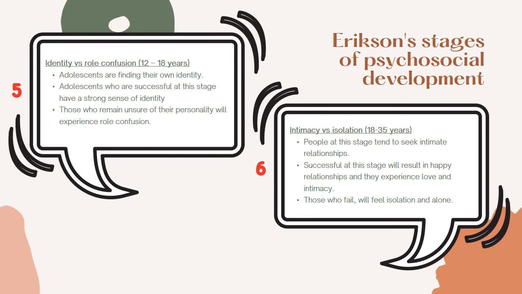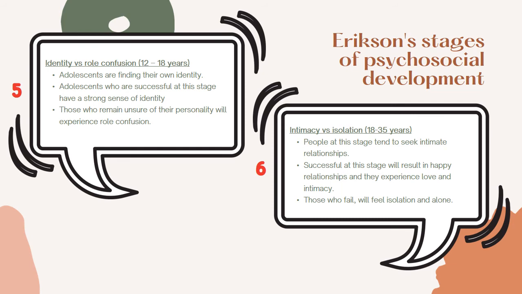The fifth stage is identity versus role confusion, which happens between 12 to 18 years. Adolescents are finding their own identity, so they constantly ask questions such as who am I? What do I want in my life? So they would try many different identities to see which one fits them, and they would also explore various roles. Adolescents who are successful at this stage would have a strong sense of identity, but those who remain unsure of their personality will experience role confusion.